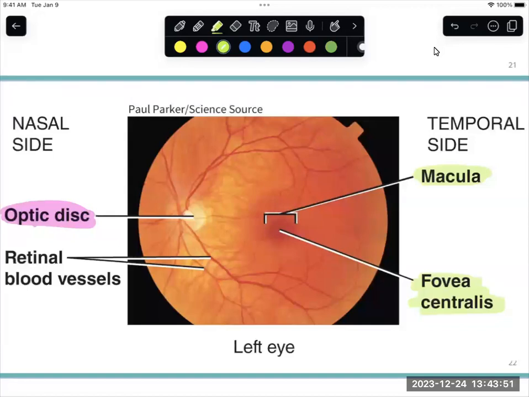So sometimes you might catch yourself tilting your head, moving your head different directions to try to focus on something. That's focusing whatever image or whatever you're looking at into that fovea centralis so you can see it the best.